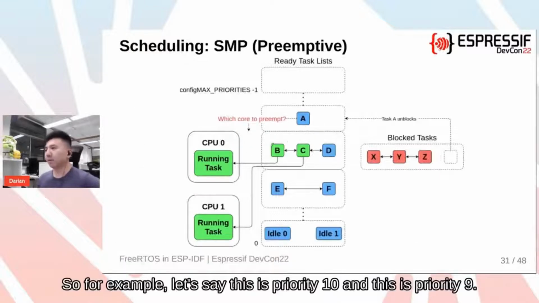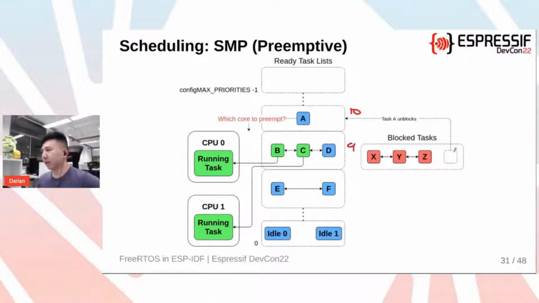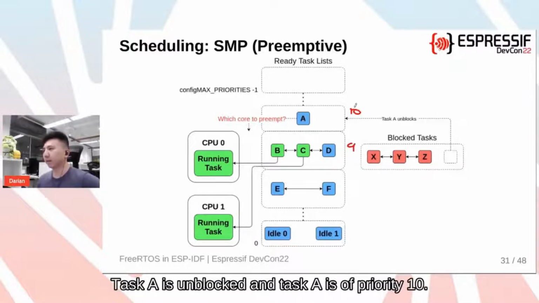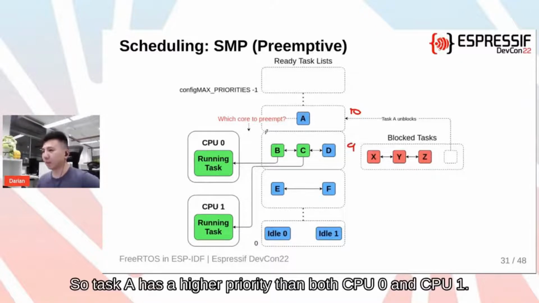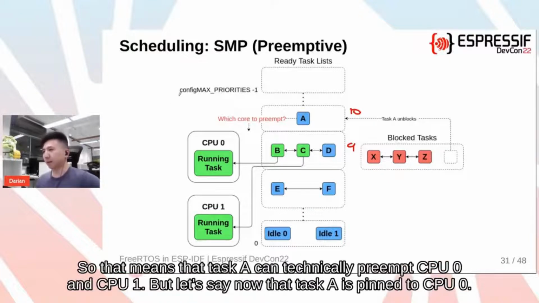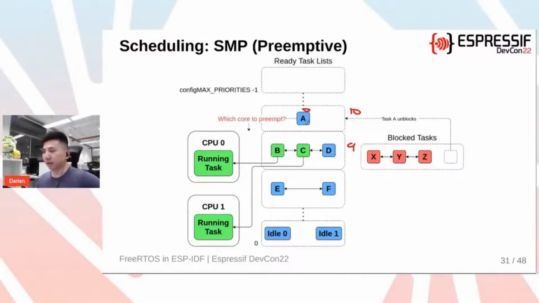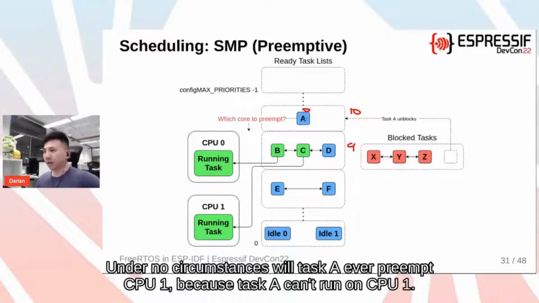So for example, let's say this is priority 10 and this is priority 9. Task A is unblocked and task A is of priority 10. So task A has a higher priority than both CPU 0 and CPU 1. So that means that task A can technically preempt CPU 0 and CPU 1. But let's say now that task A is pinned to CPU 0, then under no circumstances will task A ever preempt CPU 1 because task A can't run on CPU 1.